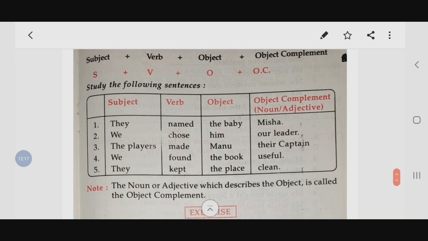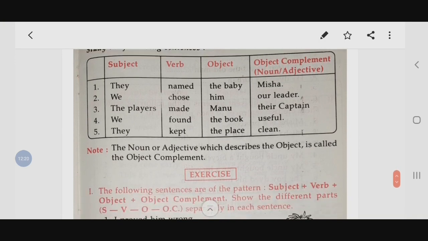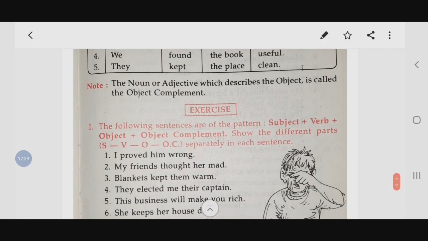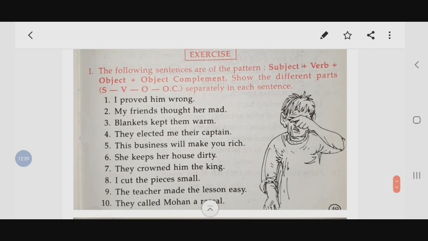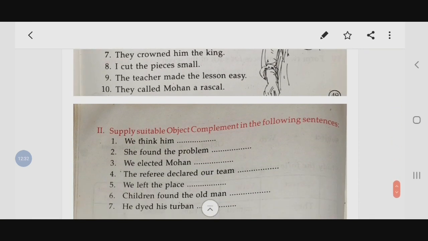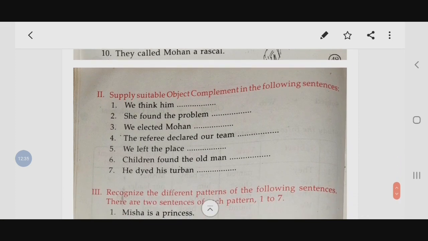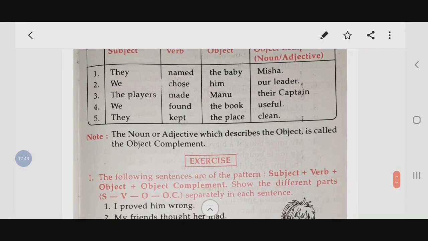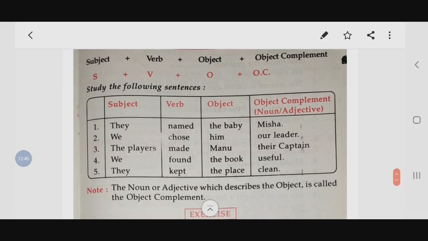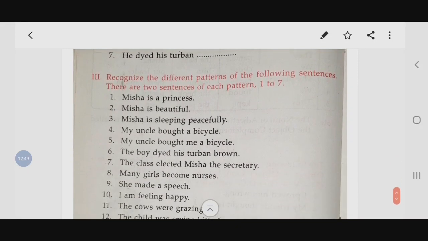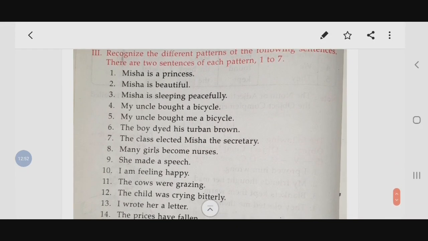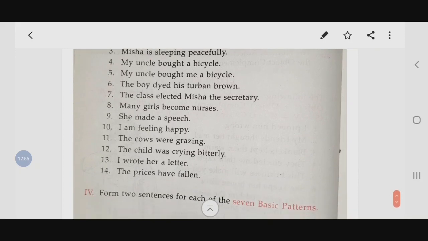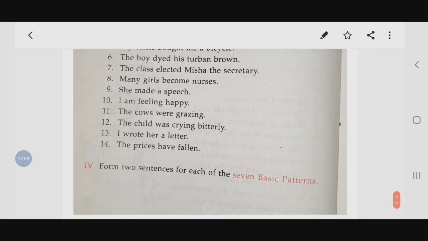The noun or adjective which describes the object is called an object complement. Yes, this is the exercise for you. The following sentences are of pattern SVOC. Supply a suitable object complement in the following sentences. This is a text for you. Recognize the different patterns of the following sentences. There are 2 sentences of each pattern, 1 to 7. Okay, you have to find out which pattern is in each of these sentences. Then form 2 sentences for each of the 7 basic patterns.